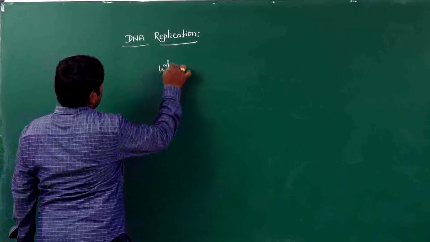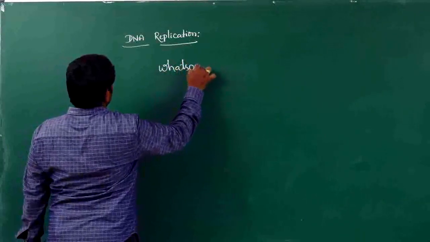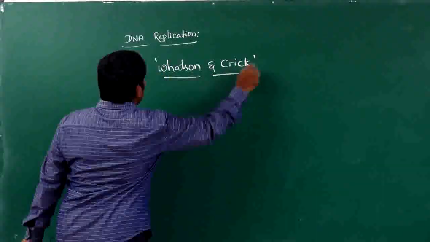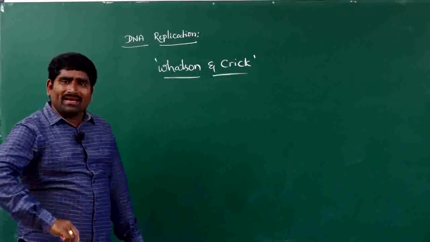Watson and Crick discovered the double helical structure of DNA.